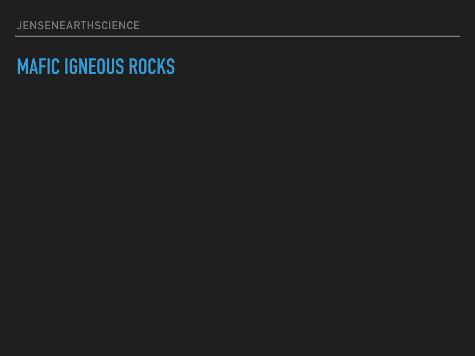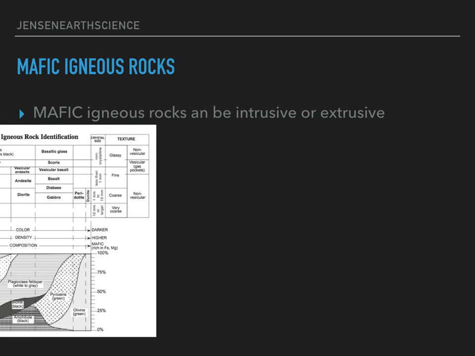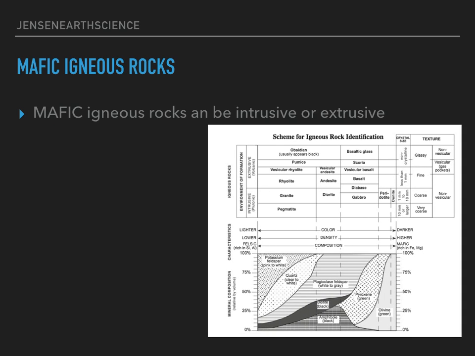Moving on to mafic igneous rocks. Mafic igneous rocks can also be intrusive or extrusive. Here's our scheme again. Mafic igneous rocks are on the right side of our scheme for igneous rocks. Mafic igneous rocks are also classified by three characteristics. It's kind of just like the opposite of felsic.